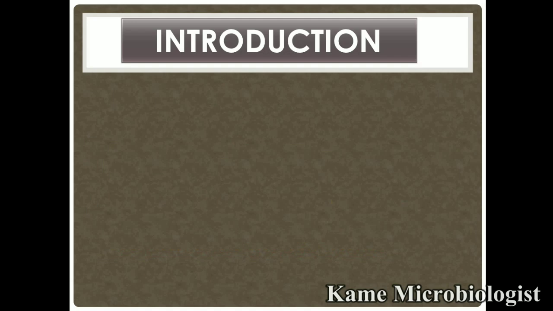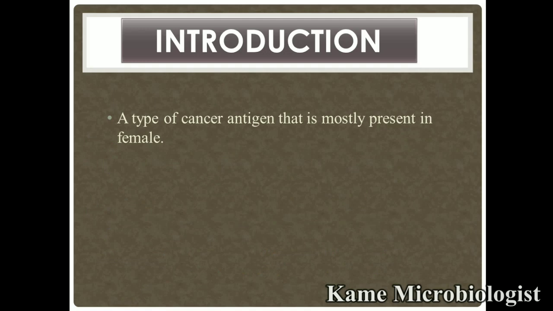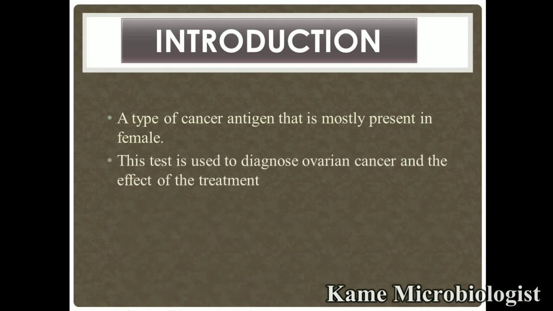In this video, first of all, let's see what the cancer antigen is. CA125 is a type of cancer antigen that is mostly present in females. It is not mostly present in males, because it is produced by ovarian cells, especially ovarian cancer cells. This test is especially used to diagnose ovarian cancer as well as to monitor the effect of the treatment performed for ovarian cancer. The normal range will be less than 35 units per milliliter.